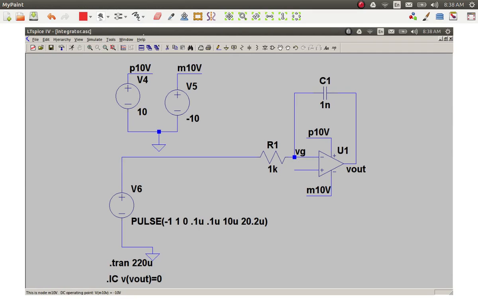Simulate this. So here we see I have used a universal opamp that's there in LTspice. It needs a positive and negative voltage, a plus 10 volts and a minus 10 volts. So those I have generated here.